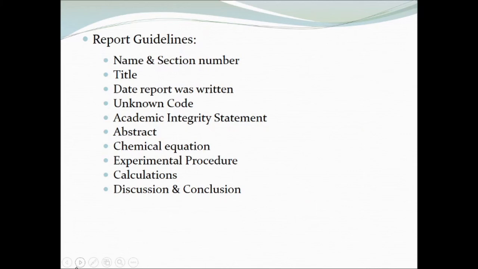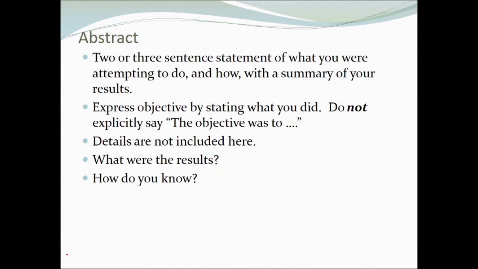So now that we know how to interpret a spectrum, let's move on to writing the lab report. Same guidelines as before: name, date, section number, title. Don't forget your unknown code and academic integrity statement. The abstract is going to be two or three sentence statements of what you were attempting to do, how you were attempting to do it, and a summary of your results. We express the objective not by saying the objective was to, but rather by stating what we actually did. We don't include details here, but we do identify our results and also how we know those results.